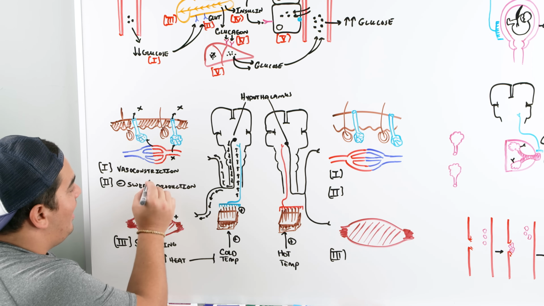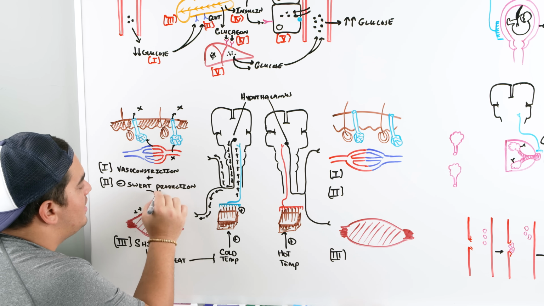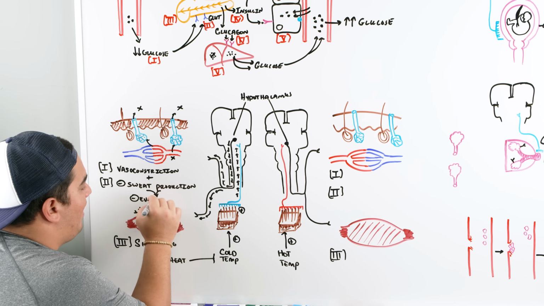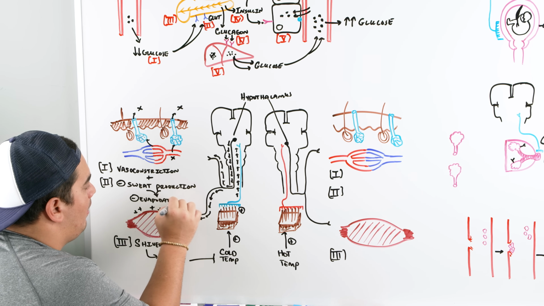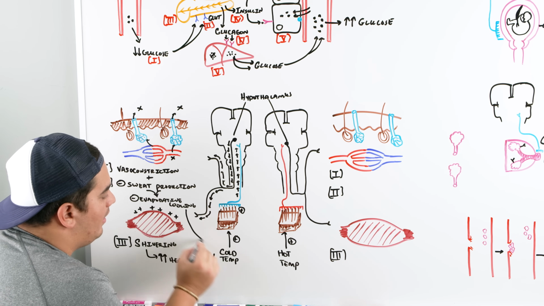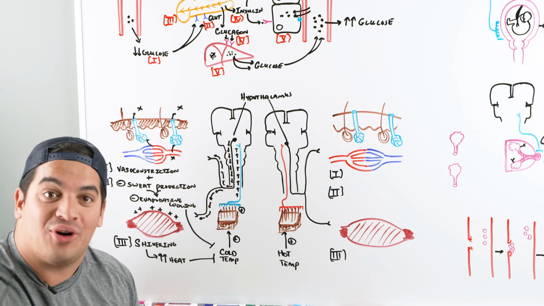And the same thing, a vasoconstriction and inhibiting of sweat production, will do what? This effect will actually inhibit evaporative cooling. And again, that will do what? Inhibit the actual cold temperature. And that's the goal, is to counteract.